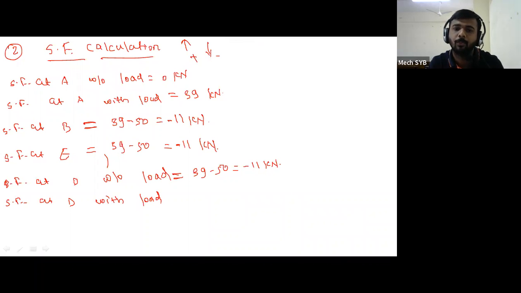And SF at D with load. मग विथ लोड म्हणजे त्याच्या लेफ्ट साइडचे पण फोर्सेस कन्सिडर करायचे आणि त्या पॉइंट वरचा पण लोड कन्सिडर करा. मग लेफ्ट साइडचे फोर्सेस किती आहेत? 39 minus 50 plus 11 किती येते आन्सर?